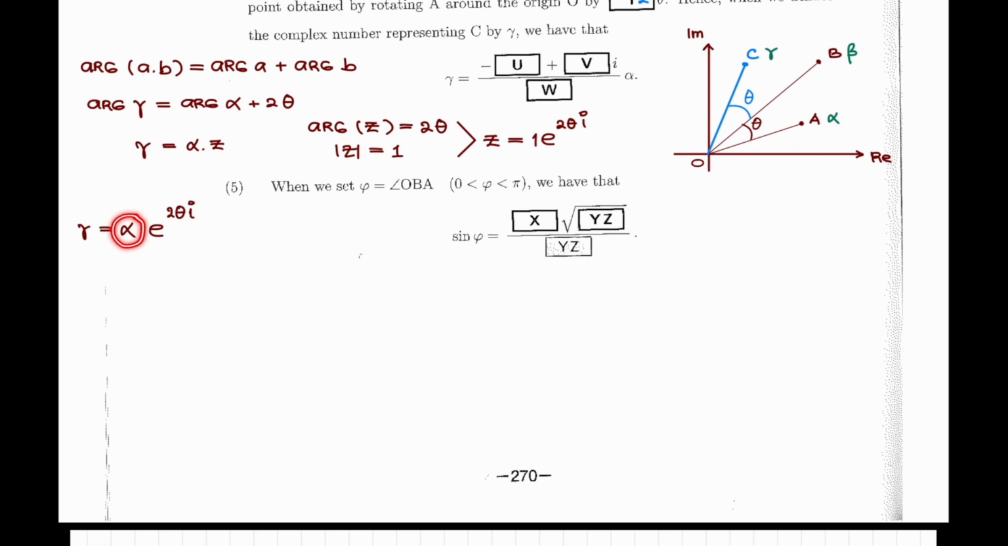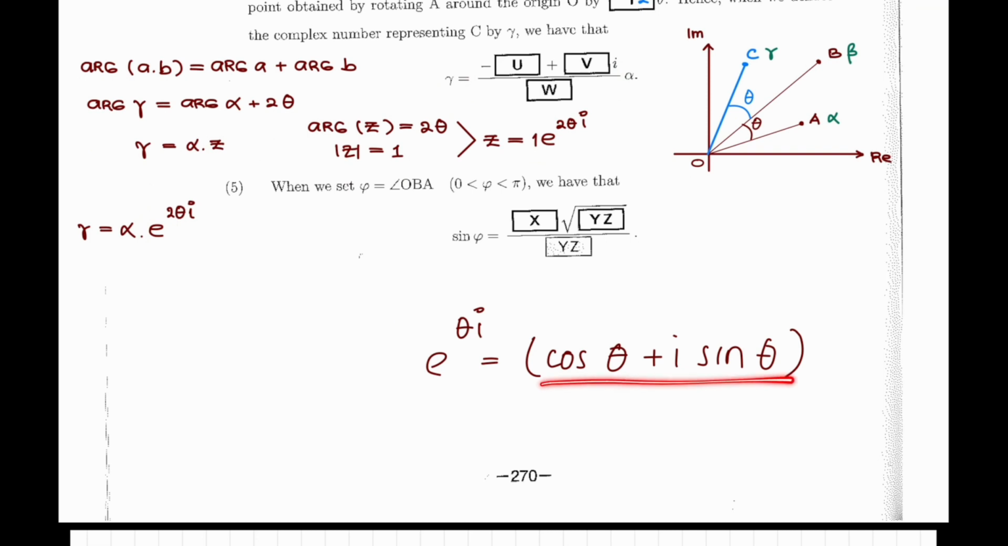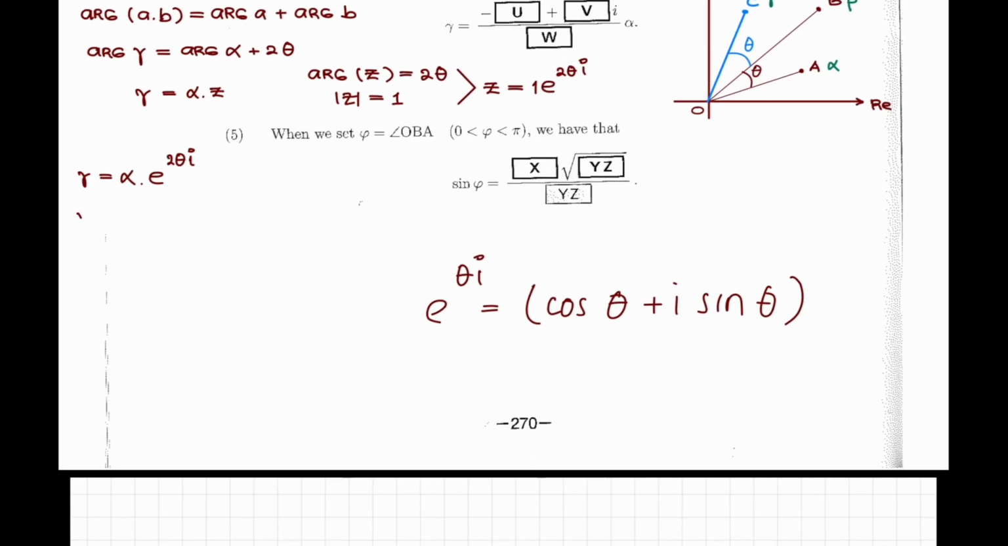Just leave the alpha here, because in your form of gamma you have alpha. So I will not change alpha, but I will change e to the power of 2 theta i. e to the power of theta i is equal to cos theta plus i sine theta. This is the polar form of a complex number. So since I have e to the power of 2 theta i, that means gamma is equal to, I will put the alpha at the back of the equation. So gamma is equal to cos 2 theta plus i sine 2 theta, times alpha.